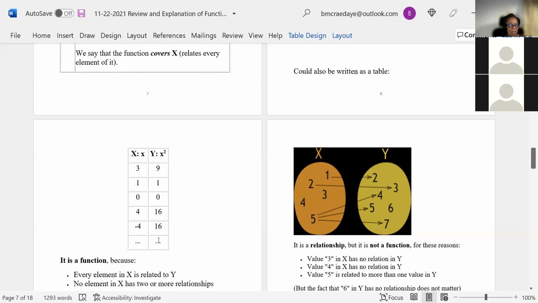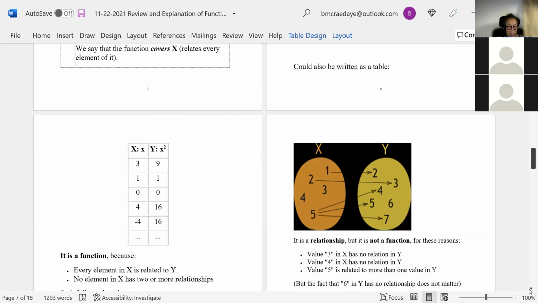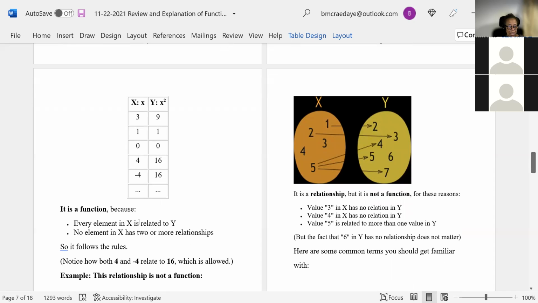All right, okay, so it's a function because, and notice why it's a function, and make sure you understand this, okay? Every element in X is related to a Y. Notice every element is related to a Y, right? No element in X has two or more relationships. And that's true because you only see the X value once. Now, if I had 4 here again and tried to map it to something else, then it wouldn't be a function. But notice my input here only appears once.